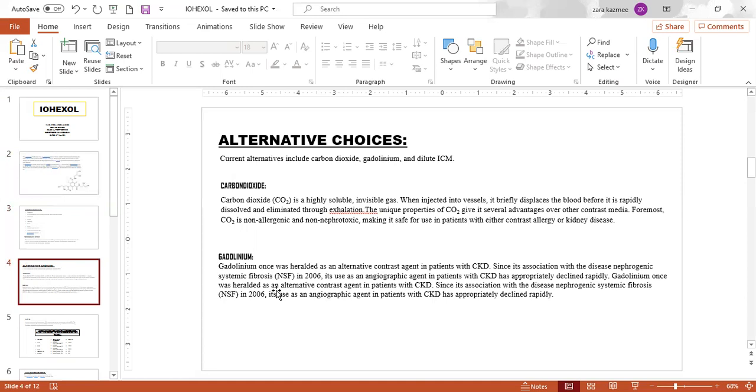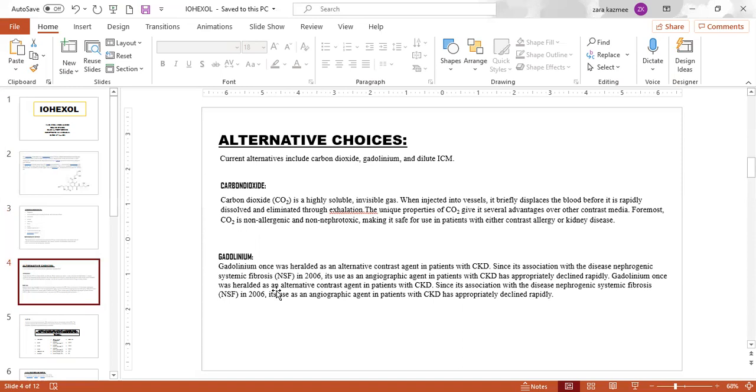What is carbon dioxide? Carbon dioxide is a highly soluble invisible gas. When injected into vessels, it briefly displaces the blood before it is rapidly dissolved and eliminated through exhalation. The unique properties of carbon dioxide give it several advantages over other contrast media. Foremost, carbon dioxide is non-allergic and non-nephrotoxic, making it safe for use in patients with either contrast allergy or kidney disease.